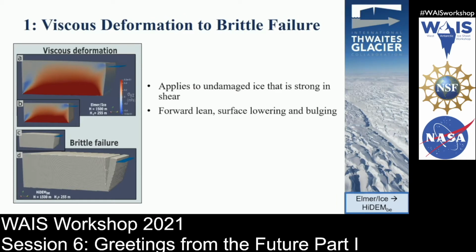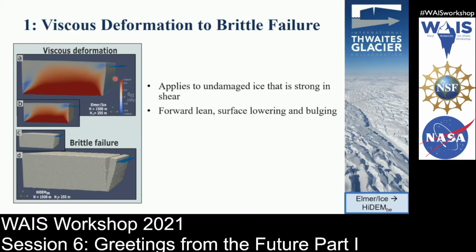So the first mode of failure that I looked at was when viscous deformation led to brittle failure, and I used this with the Elmer/Ice HiDEM coupled workflow. And this mode of failure applies to undamaged ice that is strong in shear. And we see with the Elmer/Ice simulations that we have this forward lean of the calving face, we have surface lowering, and we have bulging along the water line due to the concentration of stresses in this region.